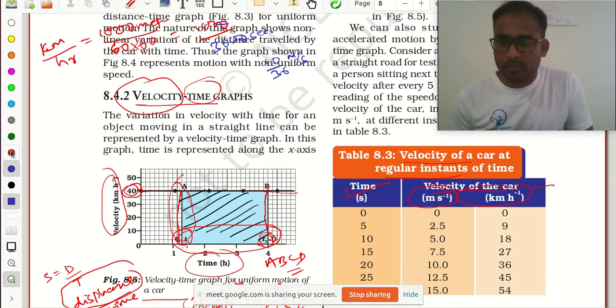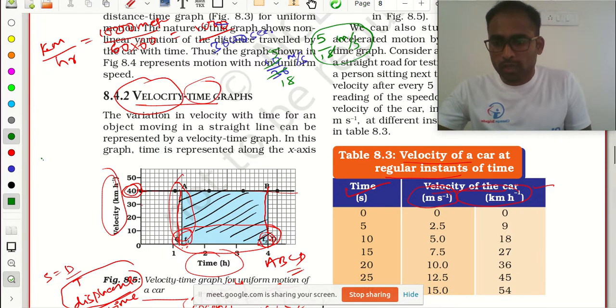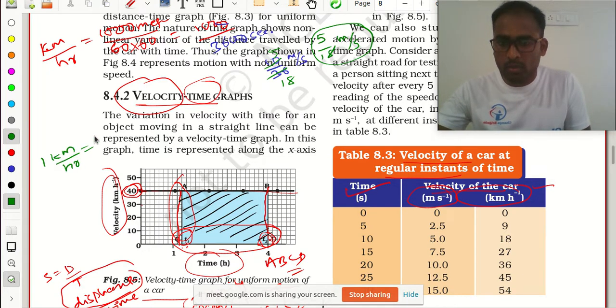Now if I divide, 2 18s are 36 and 2 5s are 10. So 5 by 18 meter per second. This means 1 kilometer per hour is equal to 5 by 18 meter per second.